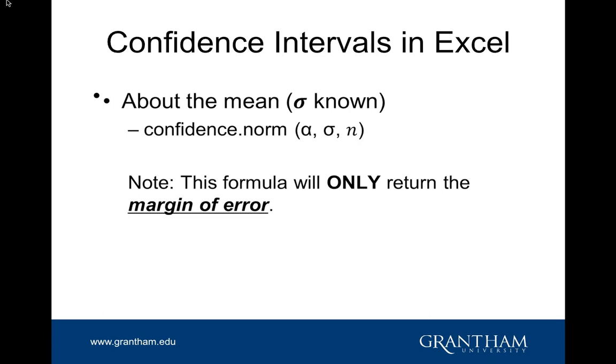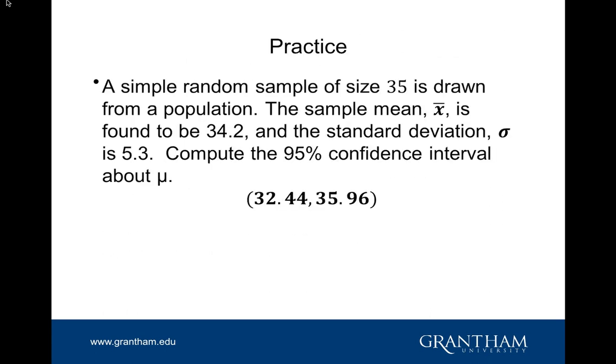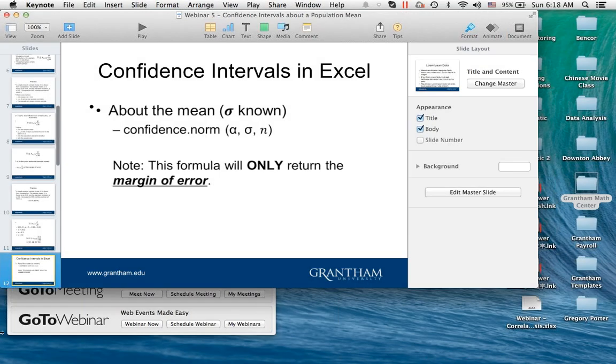Now let's see how to do this in Excel for the information that we have here. The first thing that I'm going to do is write down what information is given to me in the problem. I have my n value, my x bar, my sigma, and my confidence, 95% confidence level. Okay, now remember this is my formula. So let's go ahead and open up Excel.